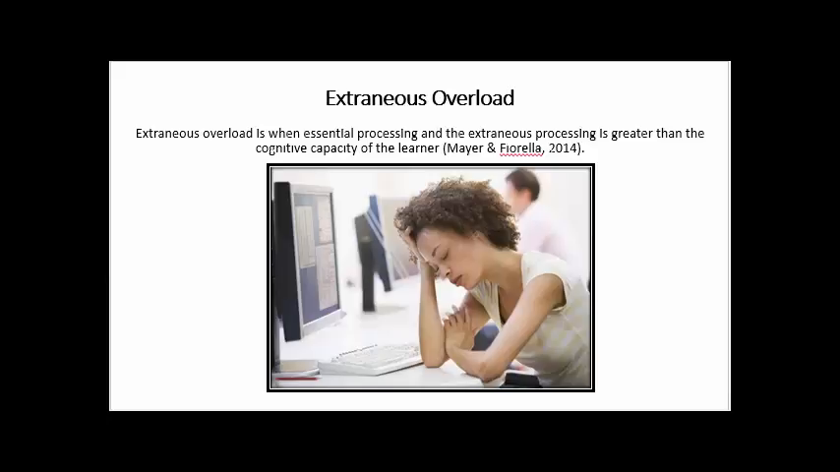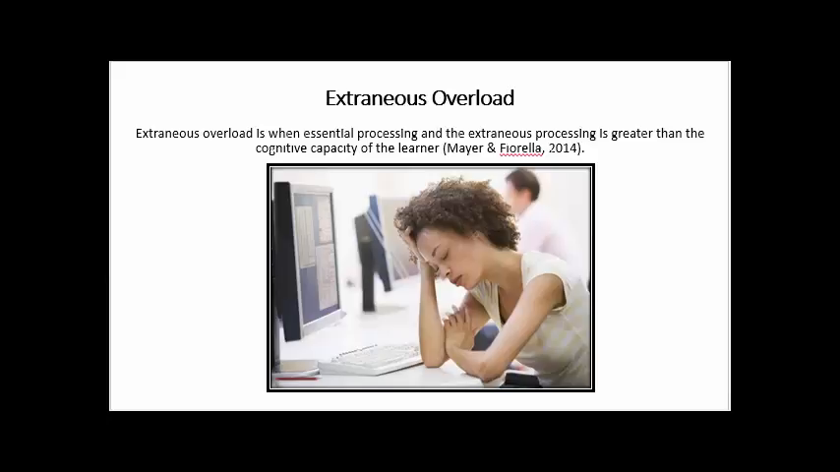If you were referencing the cognitive load theory of Paas and Sweller, 2014, then the extraneous overload would occur when the intrinsic cognitive load and the extraneous cognitive load exceeds the working memory of the learner. This overload needs to be reduced.